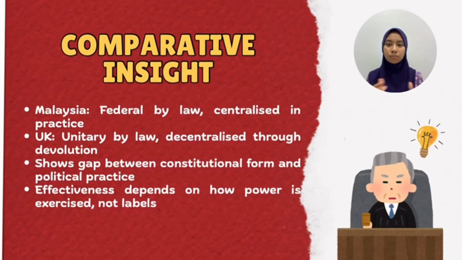So, based on both cases, a comparative analysis can be made. Malaysia is federal in law but centralized in practice, while the United Kingdom is unitary in law but decentralized through devolution. This analysis shows that governance outcomes depend more on political practice than on constitutional labels.